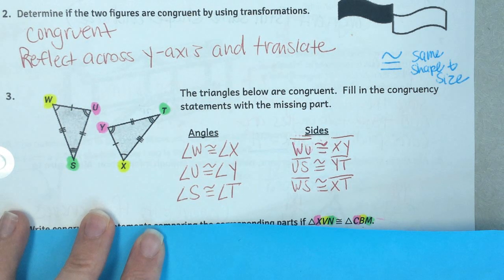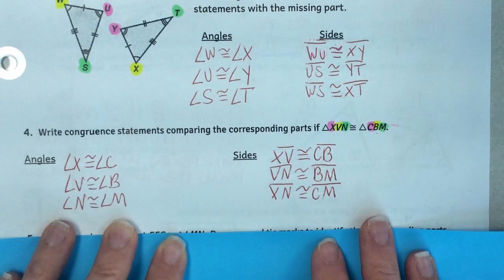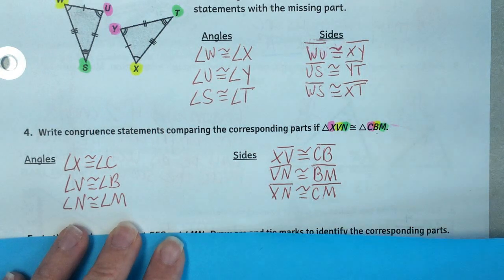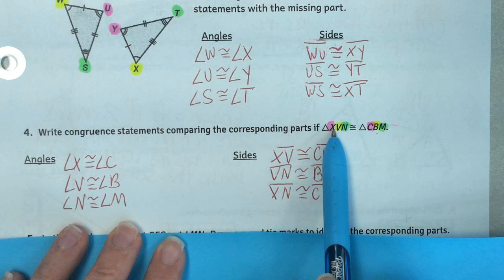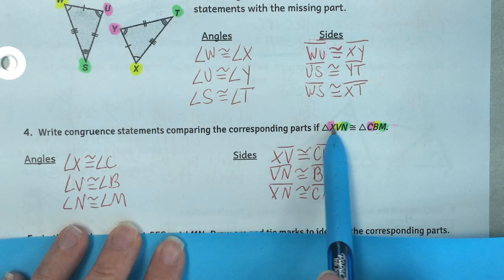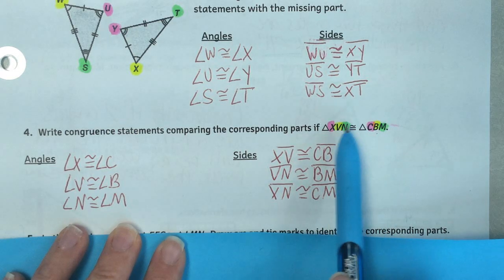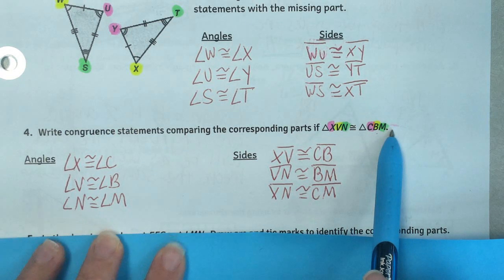Okay. The next one's the same thing except there's no picture. I actually think it's easier when there's no picture involved because they give them to you in the correct order. You don't have to try to match them up. The first one with the first one are congruent angles. The second one with the second one are congruent angles. The third one with the third one's congruent angles.